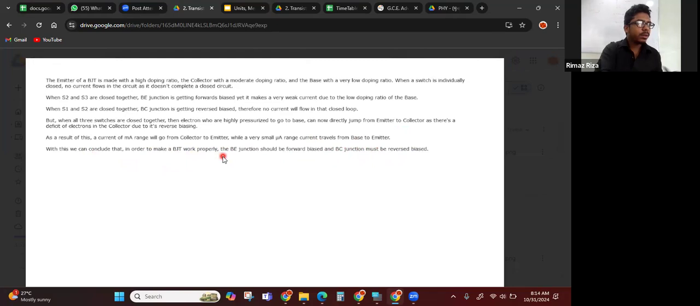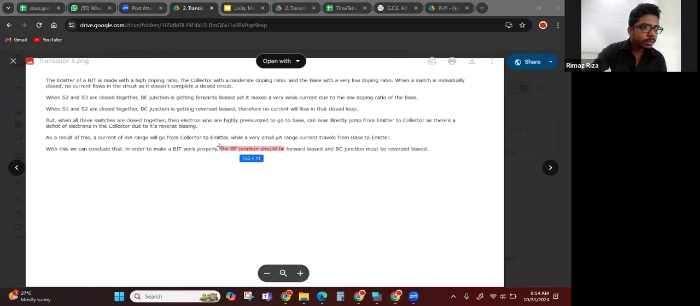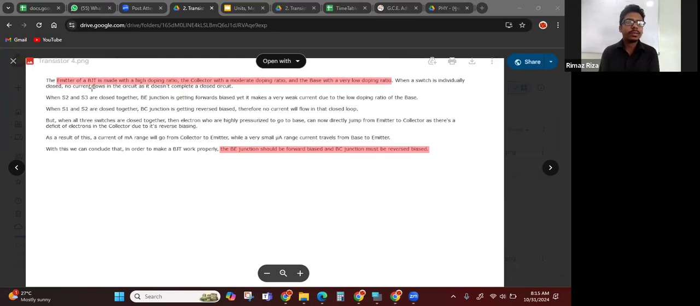So you have to highlight this. The BE junction should be forward biased and the BC junction must be reverse biased. And also the emitter of a BJT is made with a high doping ratio, the collector with a moderate ratio, and the base with a very low ratio. Because these points you will be asked in MCQs. When you practice past paper questions, you can find out. They will ask true or false statements. They will ask these questions.